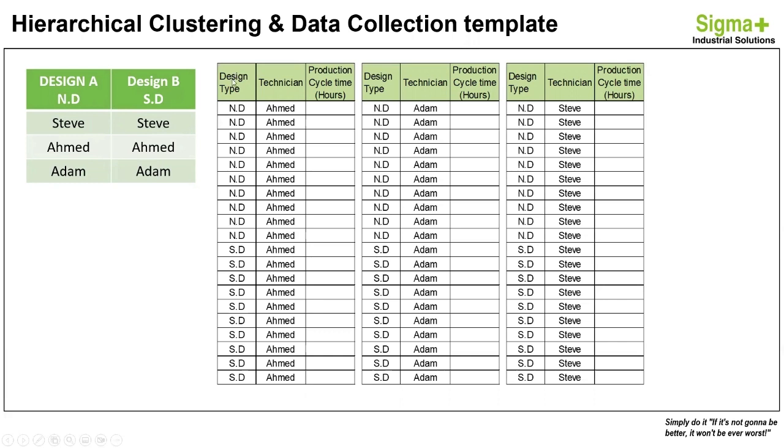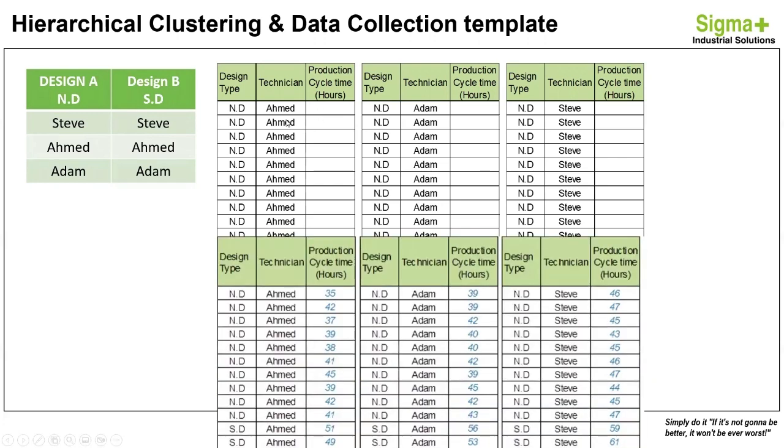And the second step is that we have created a data collection plan, which you can see is in a tabulated form and consists of three main columns. The first one is the design type. The second one is the technician name. And the third one is the production cycle time that is consumed by the technician. So we will have to give this template to the operators on the production floor, so they start to record the time that they have consumed in each panel.